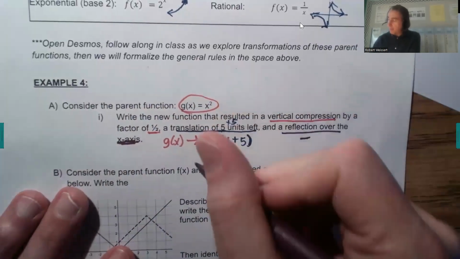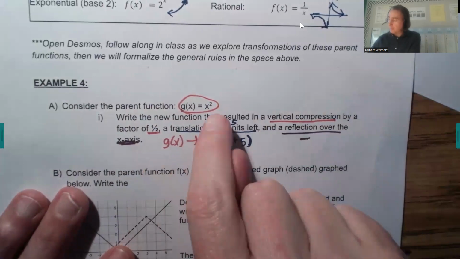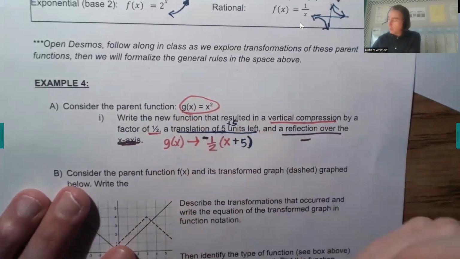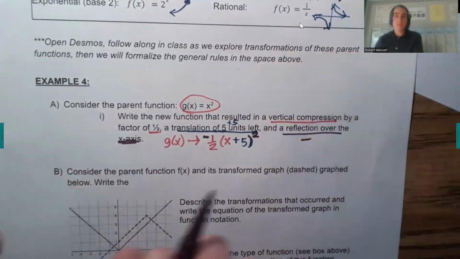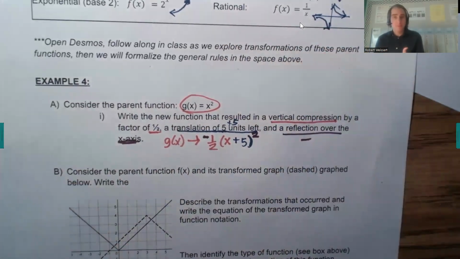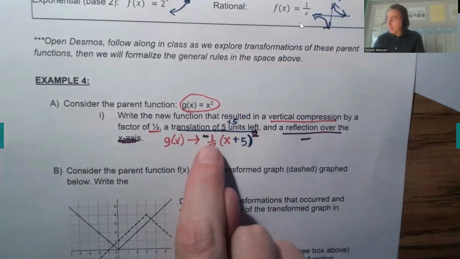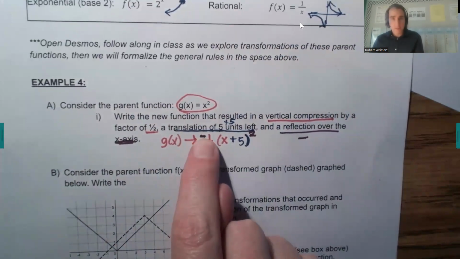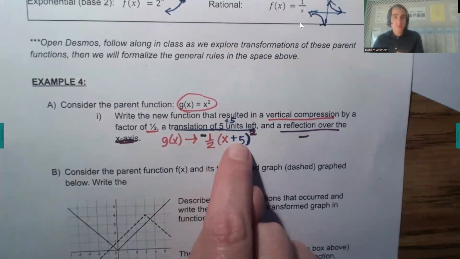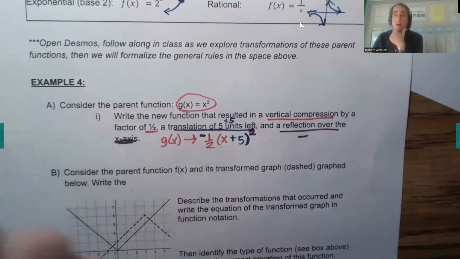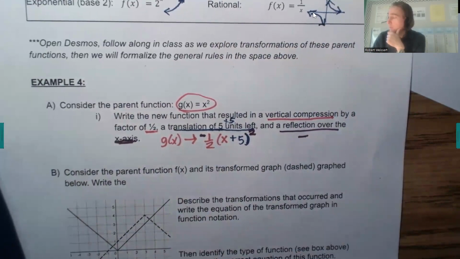So my answer will be negative, but don't forget that this had a square to it. So I want to make sure that that square gets put there to keep it the same type of function, okay? So this negative is going to reflect it over the x-axis. The 1/2 is going to compress it. And the plus 5 is going to move it to the left 5 units. Now, what you're going to want to do is graph that.